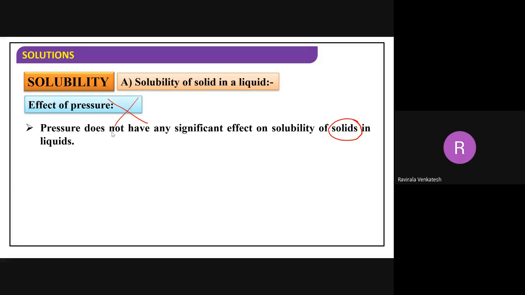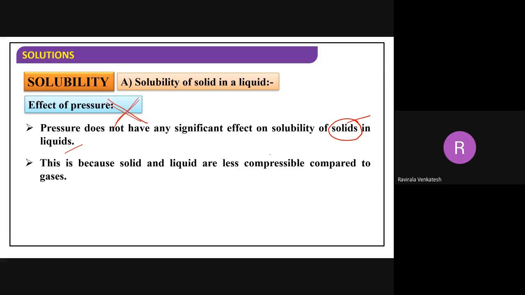Whenever the solute is solid or liquid, pressure does not affect it, because solids are less compressible. They cannot be compressed. Even for liquids, compressibility is very little. Now, which will be affected by pressure? Gas. If the solute is a gas, then solubility will change with respect to pressure.